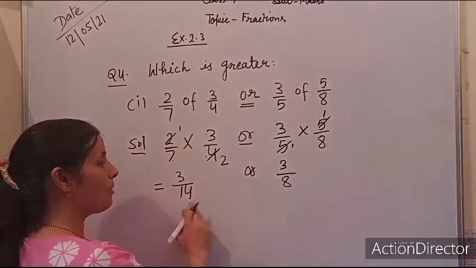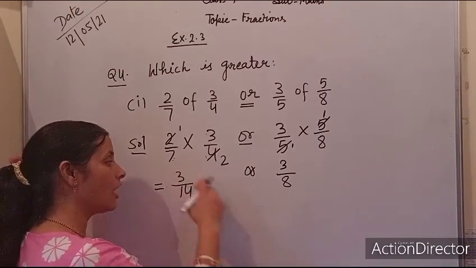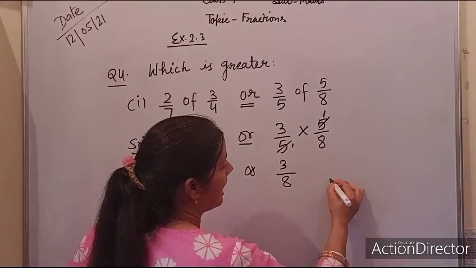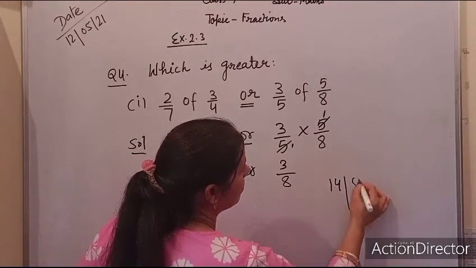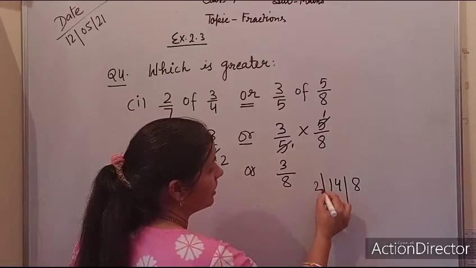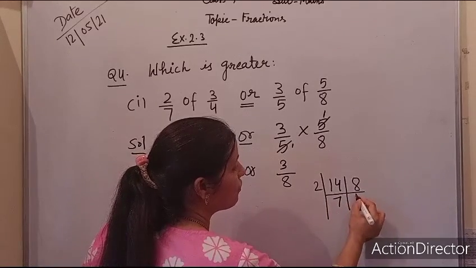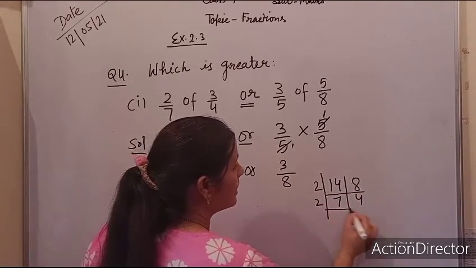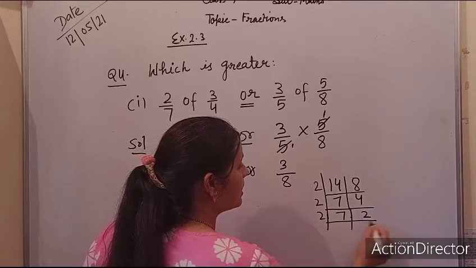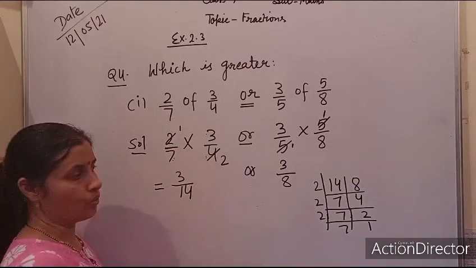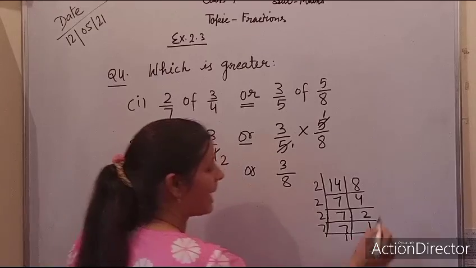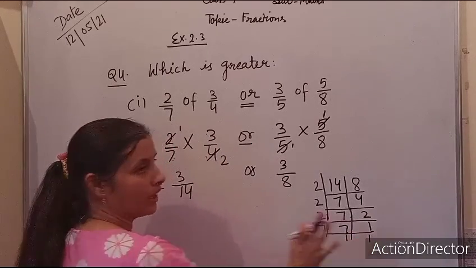So 14 and 8, denominators are not the same. First we have to convert these denominators into the same number. So we need LCM, LCM of 14 and 8. Okay beta. So we will start with 2. Prime factorization. 2 sevens are 14. 2 fours are 8. Again 2. 7 will be as it is. 2 twos are 4. Again will be 2. 7 as it is, 2 ones are 2. Now you can see 7 can be divided by 7 only because 7 is a prime number. Now 1, 1. Ultimately 1, 1 are there.